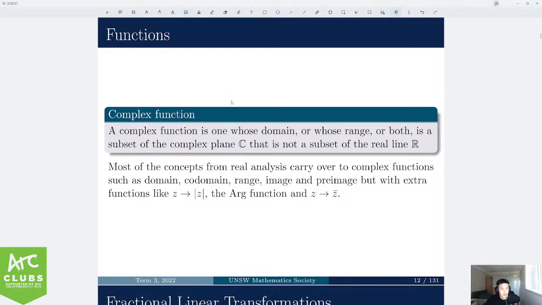Moving on to a bit of complex functions. A complex function is one whose domain or whose range or both is a subset of the complex plane, and it's not a subset of the real line. If it's a subset of the real line, that's just going to be a real function, not a complex one. Most of the concepts from real analysis carry over to complex, such as the domain, codomain, range, image, and pre-image, but with some extra more interesting functions like z going to mod of z and z going to its conjugate.